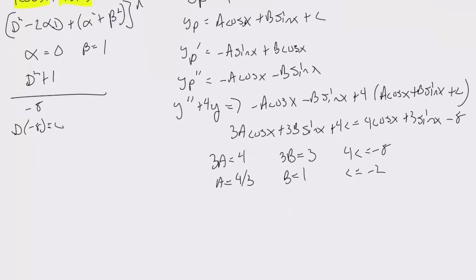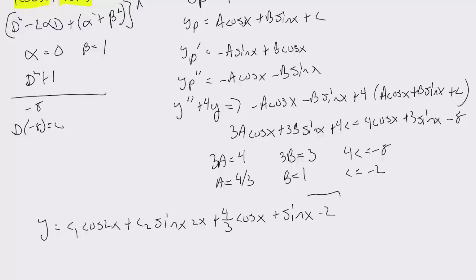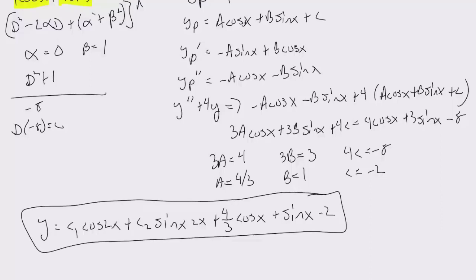And let's put that all together. So our general solution would be c1 cosine 2x plus c2 sine 2x, and then the three things we just found. So plus the 4/3 cosine x plus sine x minus 2. Hooray!